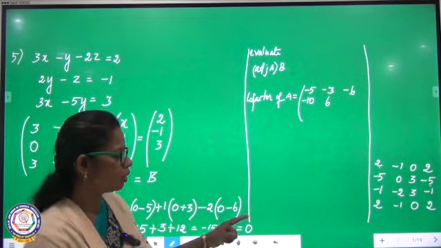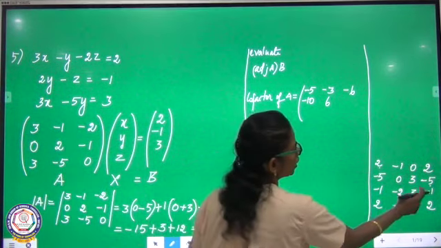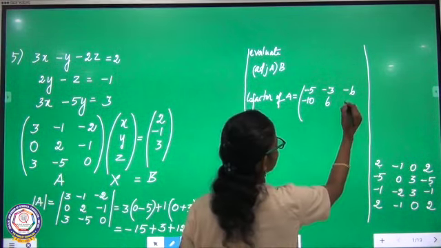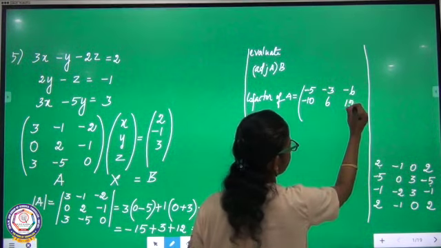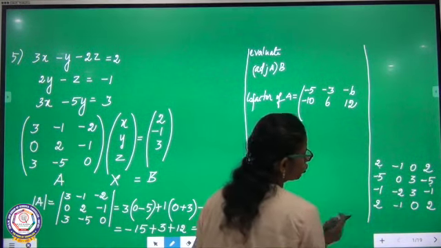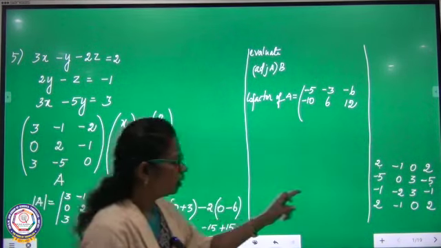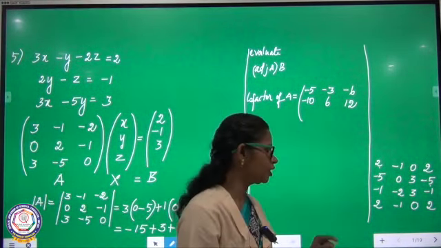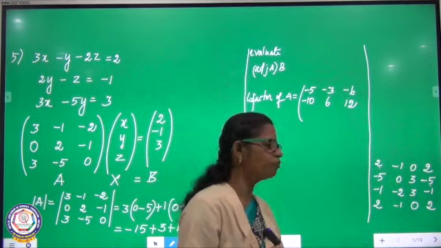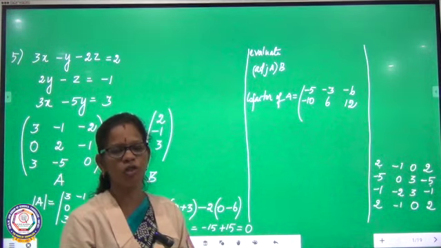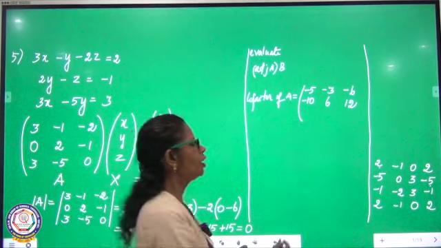Minus 3 plus 15. So what you will get? 12. Next, minus 1 into minus 1 plus 1, minus of minus 4, you will get it as positive. So 1 plus 4, 5.